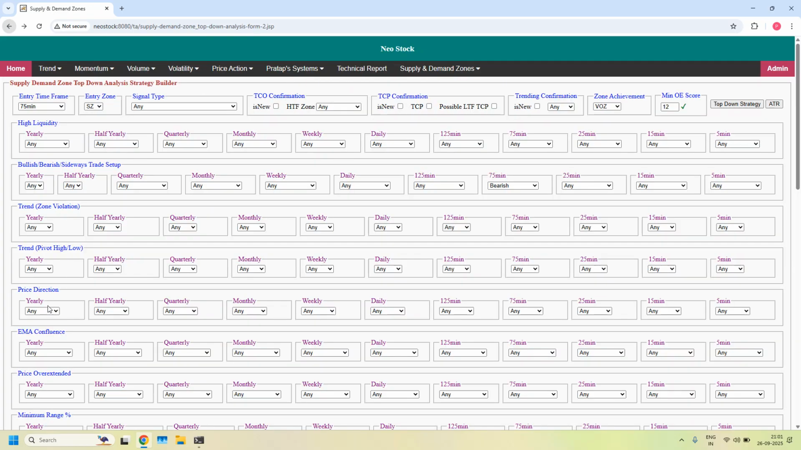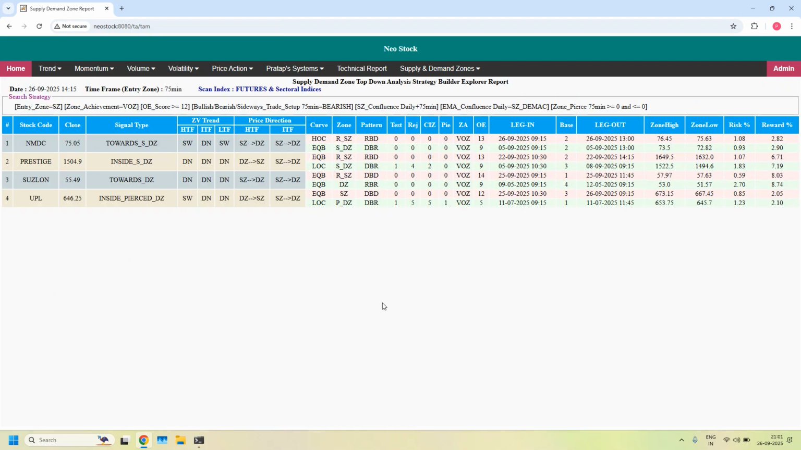Now further filter based on EMA confluence on daily supply zone. Let's filter. We got 4 stocks. These 4 75 minute supply zones might be having more high probability to get success, provided less than 20 checklist items are satisfied. Otherwise, higher chances of zone violation.